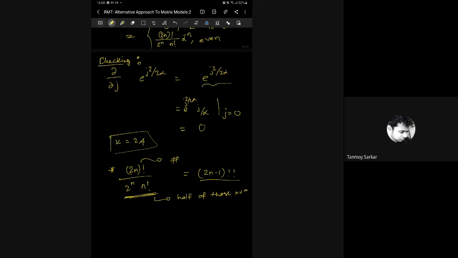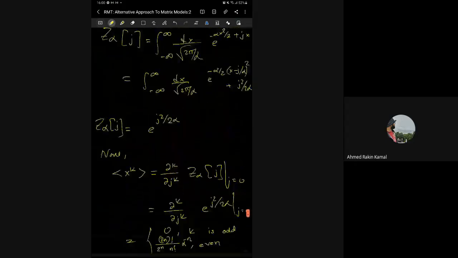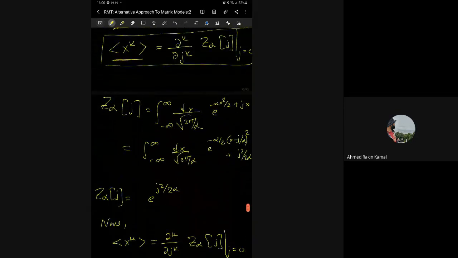That is, differentiation at j equal 0. Why j equal 0? Because we introduced a new term, and afterwards we have to set it to 0. We just introduced it to generate these different x's. It's another way of looking at it. That is another way of generating these correlation functions, or different powers of x.